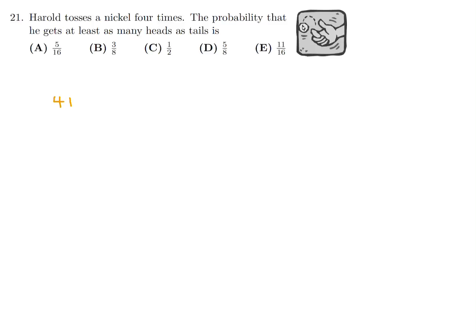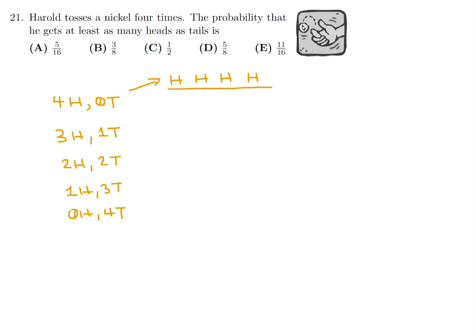We can have 4 heads and 0 tails. We can have 3 heads and 1 tail, 2 heads and 2 tails, 1 head and 3 tails, and finally 0 heads and 4 tails. Correct? Now, for each of these, what possible combinations are there? Well, for all heads, you have basically this scenario. Correct? He tosses it once, it's heads, tosses it a second time, it's heads, and so on. So that's the only possible way of doing that.